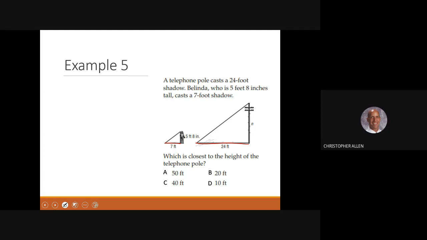So what we're going to do first of all is recognize that these are similar triangles. In other words, this triangle here with Belinda is the same shape as that triangle over there with the telephone pole, but they are not the same size.